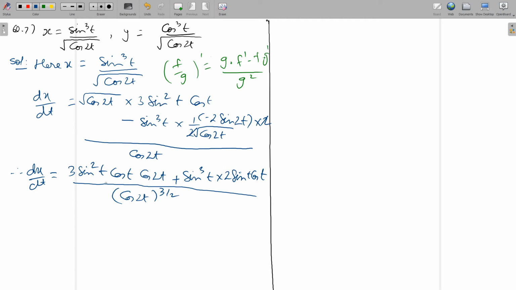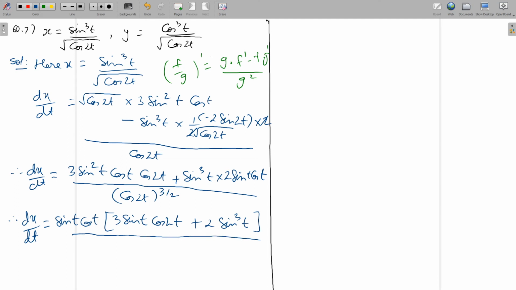Now here we can see that from both the terms sin t cos t is common, so let us take it out common, so therefore dx by dt will be equal to, taking out sin t cos t common from both the terms, what will remain here is 3 sin t into cos 2t, and from here also we have taken sin t cos t common, so from here we will get plus 2 sin cube t, the whole divided by cos 2t raised to the power of 3 by 2.